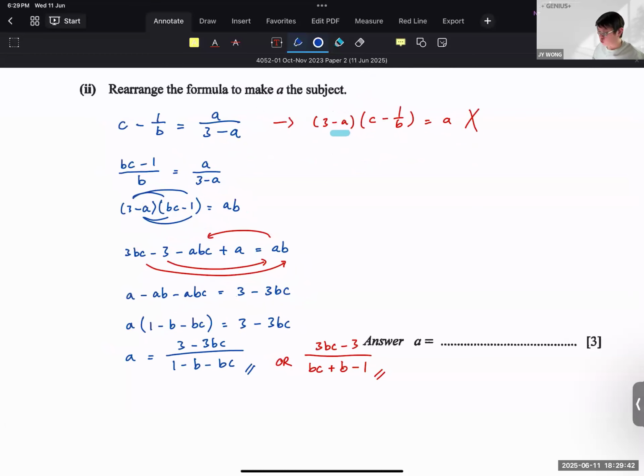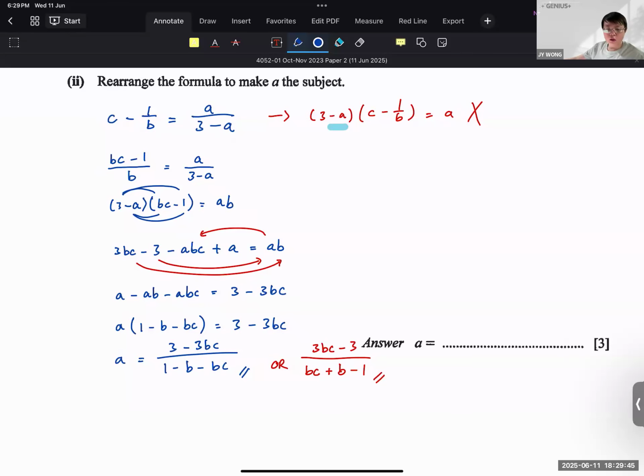All right. Some students will have gotten an answer like a fraction out of a fraction. For example, one of the answers that I saw in some of the students' work, I saw the answer 3C minus 3 over B over 1 plus C minus 1 over B. So the answer like that would not be acceptable because got fraction in the numerator, got fraction in the denominator.